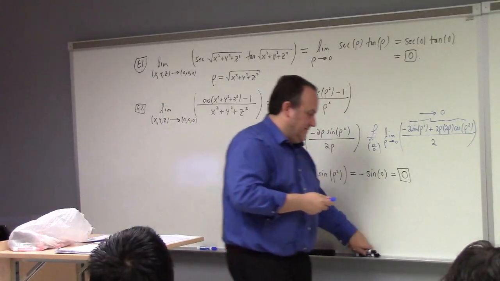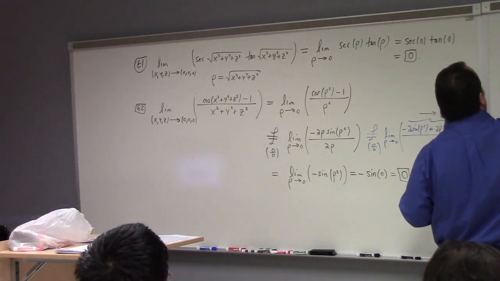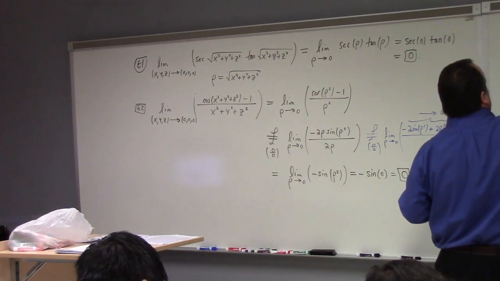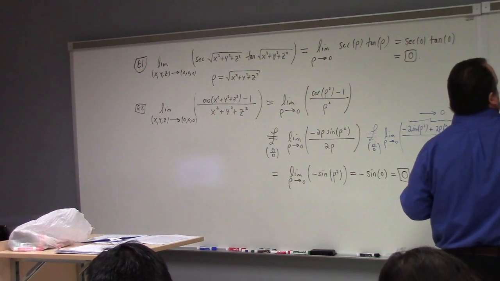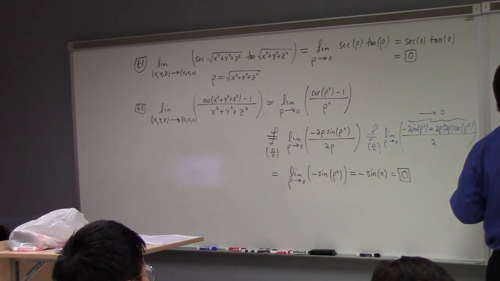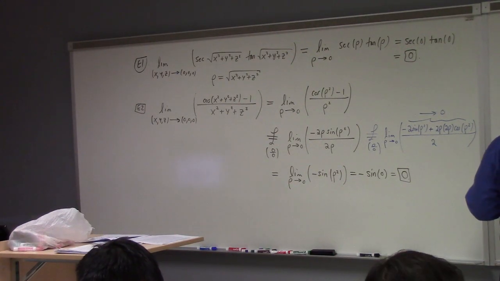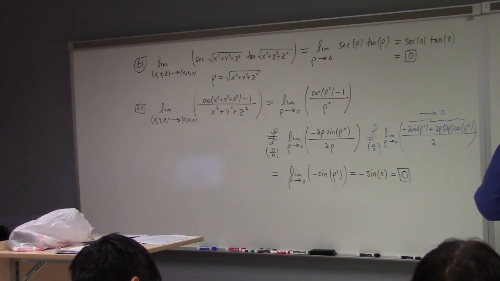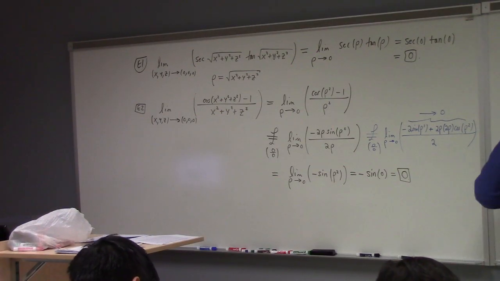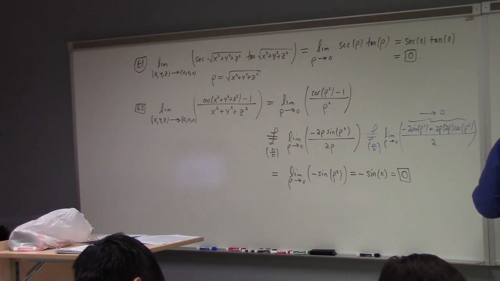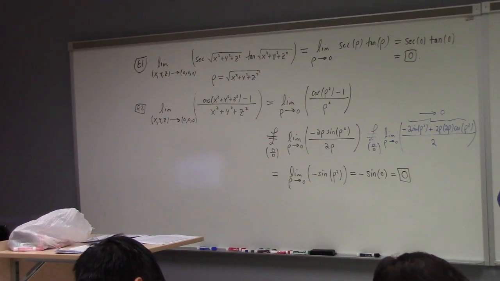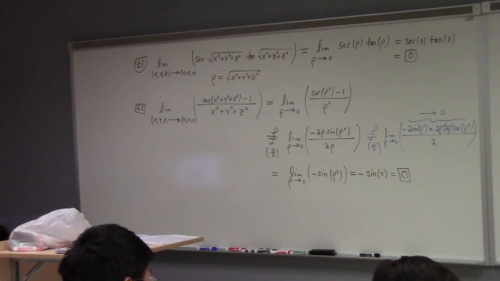What do you guys think? How about this? What if we're up against the limit as (x, y) goes to (1, 2) of, I don't know, the hyperbolic sine of the square root of (x minus 1) squared plus (y minus 2) squared, divided by the square root of (x minus 1) squared plus (y minus 2) squared. What would we do with this thing?